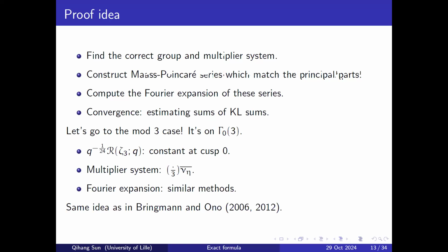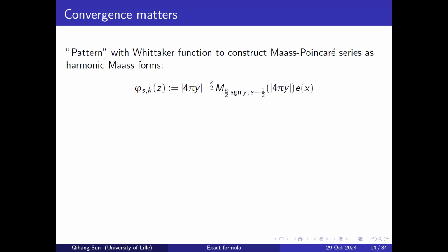And we know the multiplier system. We know the Fourier expansion. We can deal with convergence by estimating some Kloosterman sums. We have the same idea, which I want to show. What I actually want to say here is that we can prove the mod 3 case with the same method as before, and the convergence matters here.